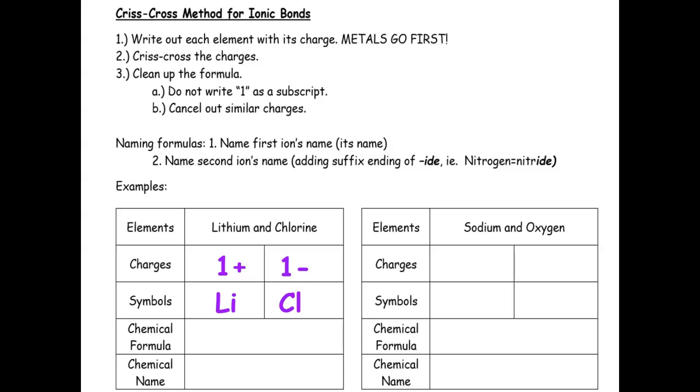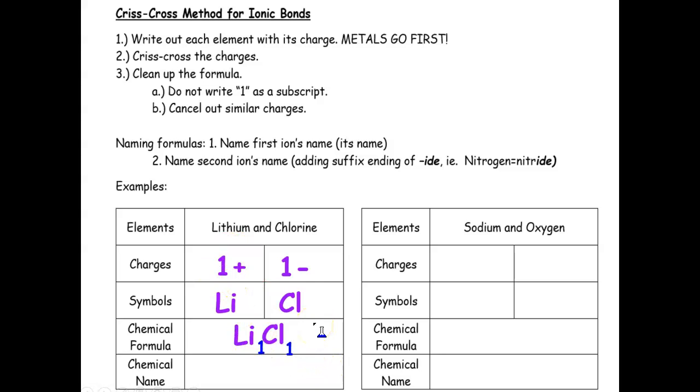Doing the crisscross method, you write your two chemical symbols next to each other like this, and then you're going to take the charges. So these are the charges of these specific ions. What you'll do is take the number, not the charge sign, but the number, and you'll crisscross them. So this one is going to go here, and then this one is going to go here.